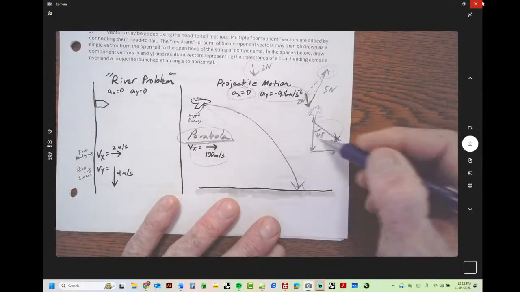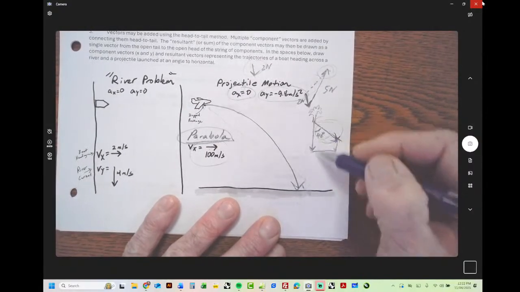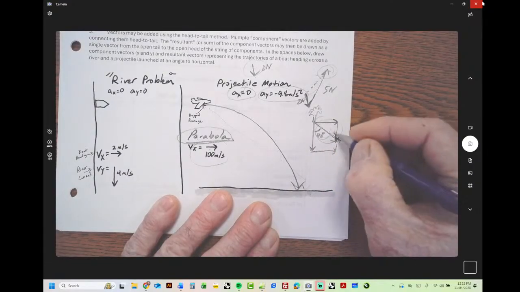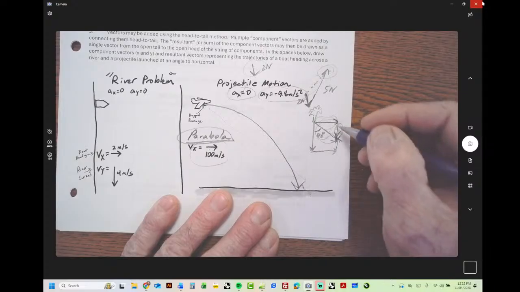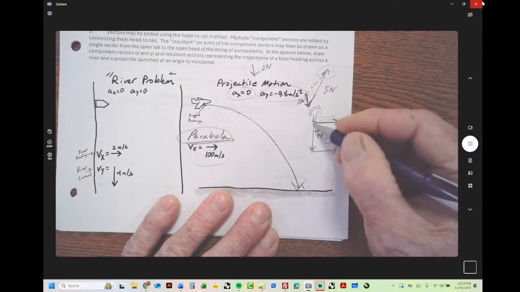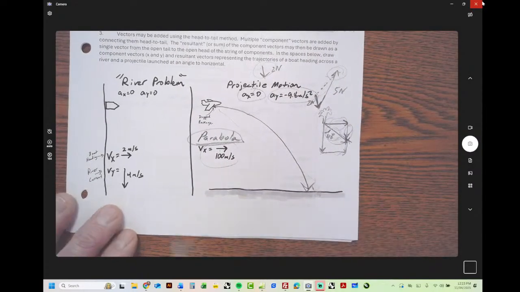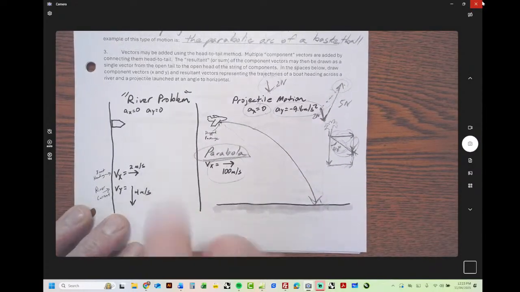But if you wanted to, you could also take this vector and break it apart into individual vectors. You could just break it into an x and a y component. These two together are equivalent to that. These three together are equivalent to that. All right. So now some vectors on this.